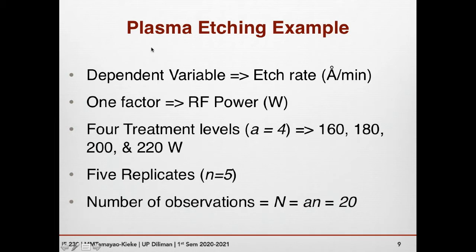So again, in our plasma etching example, our dependent variable is the etch rate in angstrom per minute. Then we have 1 factor, that is the RF power in watts. And as we mentioned, we have 4 treatment levels. In this lecture, we're going to denote treatment levels as A, and we have 4, so A equals 4. Then we have 5 replicates for each treatment. We denote replicates as n, and n is equal to 5. Therefore, our total number of observations is a capital N, which is equal to A times n. So that's 4 times 5 equals 20.